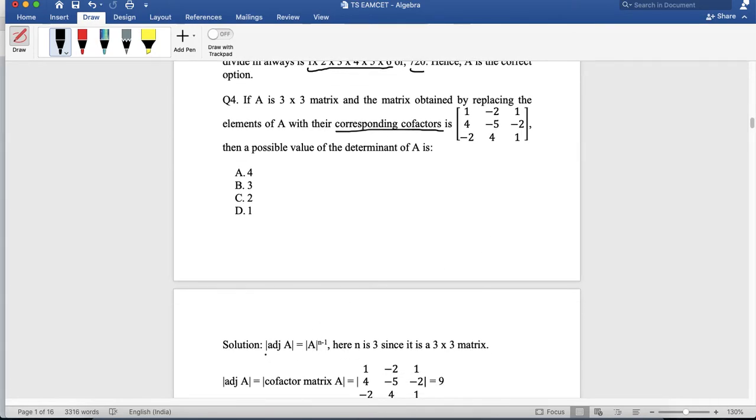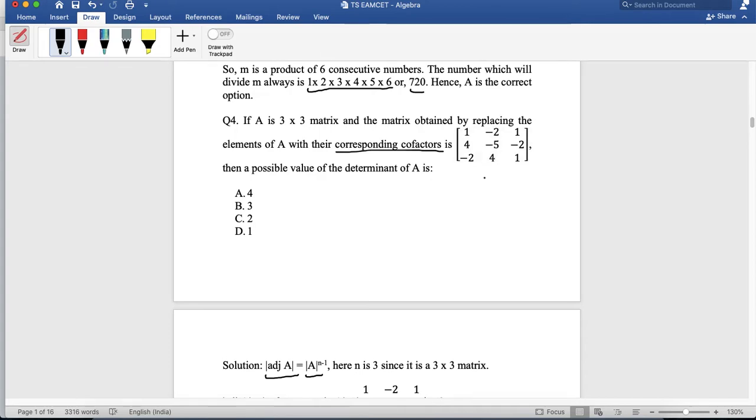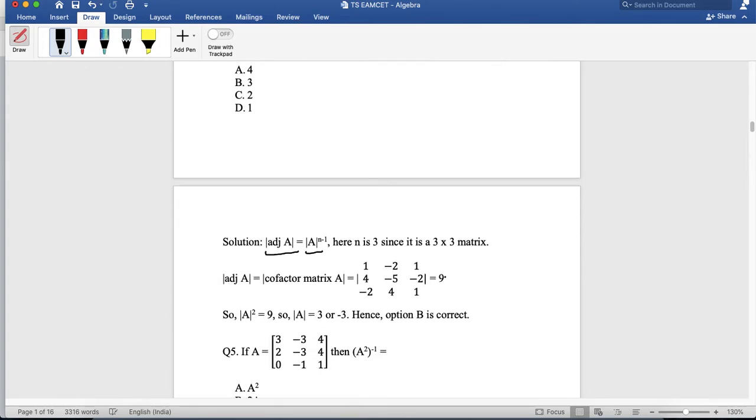And we also know this formula, that the determinant of adjoint of A is equal to determinant of A raised to the power n minus 1, where n is the order of the matrix. Since it's a 3 by 3 matrix, hence n is 3. Adjoint of A determinant will be equal to the determinant of the cofactor matrix. Since we are only taking the transpose, the determinant will remain the same. So determinant of this matrix is what I have put in the value over here.